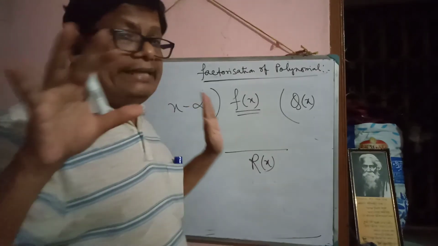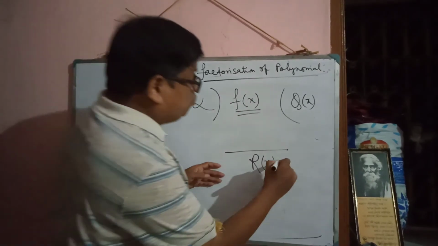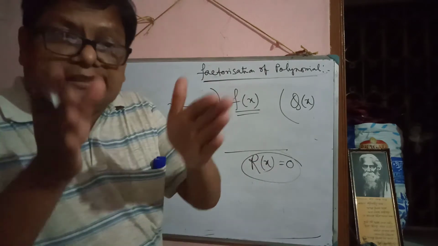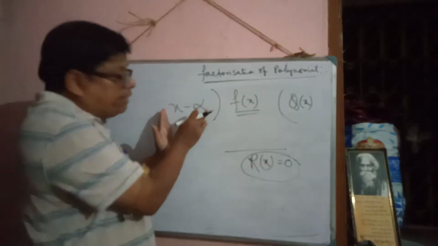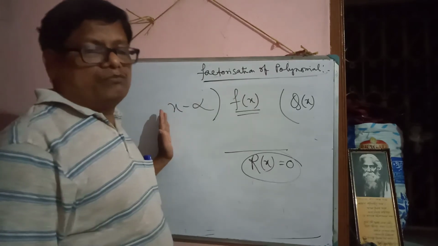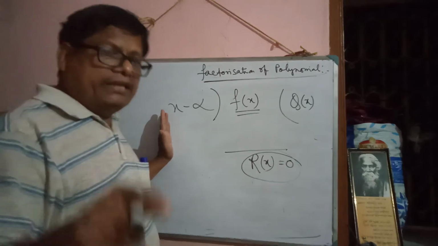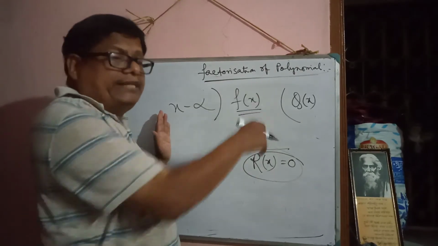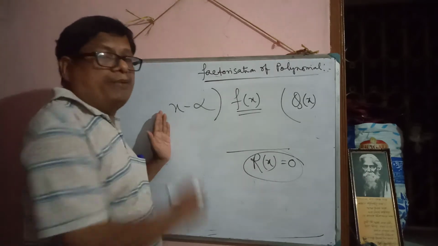Maybe r is a function of x or a constant also, no problem. If r of x is 0, no remainder, then we can say x minus alpha is a factor of f of x, that is, f of x is completely divisible by x minus alpha.